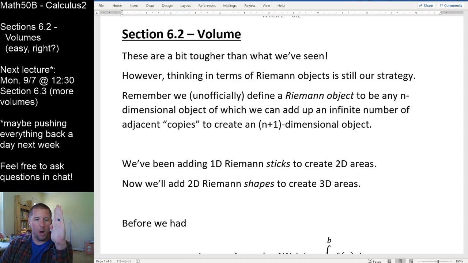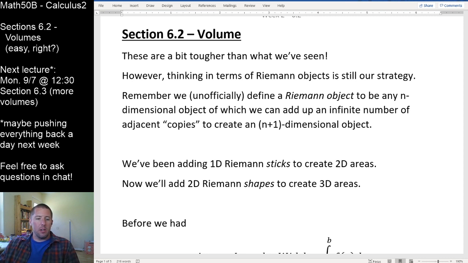We're adding up a bunch of 1D sticks, and an infinite number of adjacent 1D sticks give us a sheet, an area. Now we're going to take all of those 2D areas and add up a bunch of areas, and that will accumulate a volume. So in the same way that we added sticks to get a sheet, we are now going to add sheets to get a volume. It's the same step up. We're just adding one dimension.